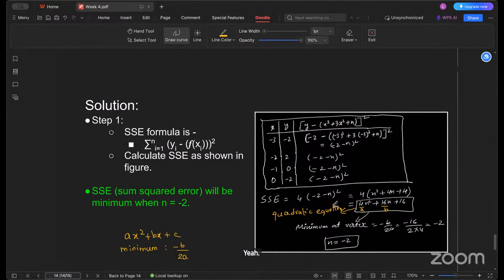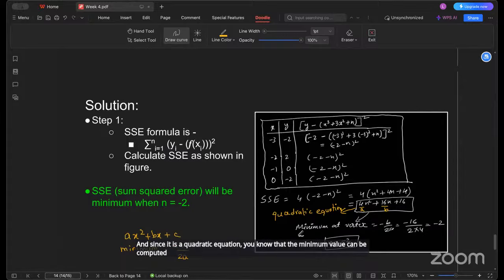Again, this is very straightforward. You are calculating the sum square error using this formula, and then you are seeing that the sum square error is a function of n, where the function is a quadratic equation. And since it is a quadratic equation, you know that the minimum value can be computed using this formula. You apply the formula, get the answer. Is this clear?